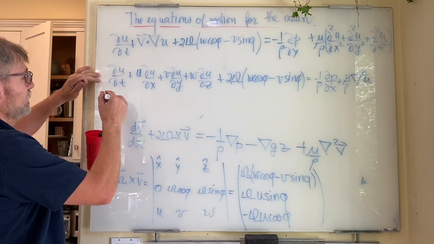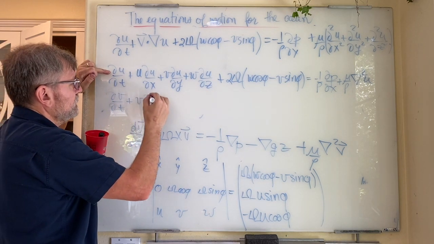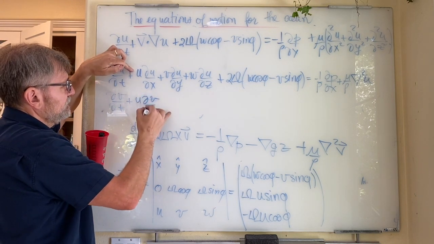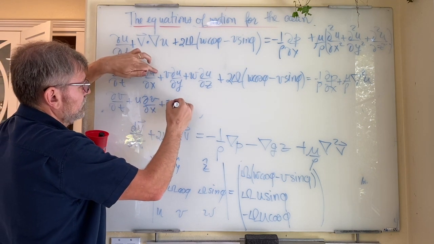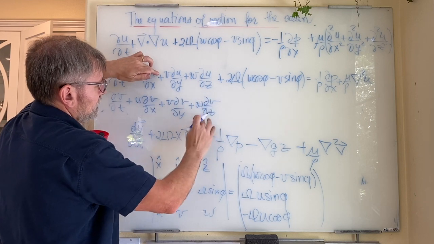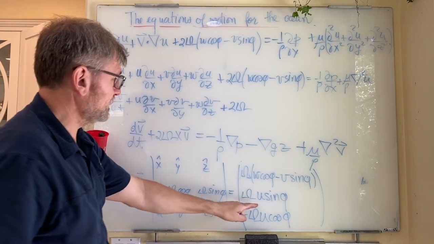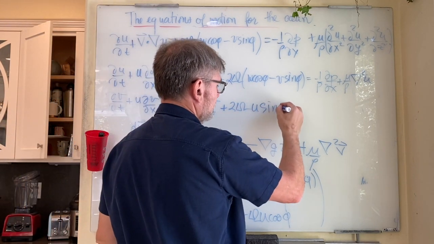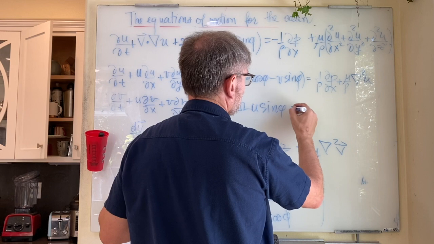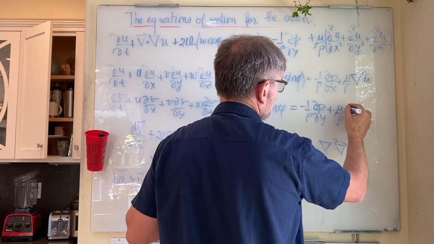The y component will be very similar, except u will now be v's: dv dt plus u dv dx plus v dv dy plus w dv dz plus 2 omega u sine phi. That's the y component of the Coriolis, the y component of this business, is equal to minus 1 over rho dp dy plus mu over rho del squared v.